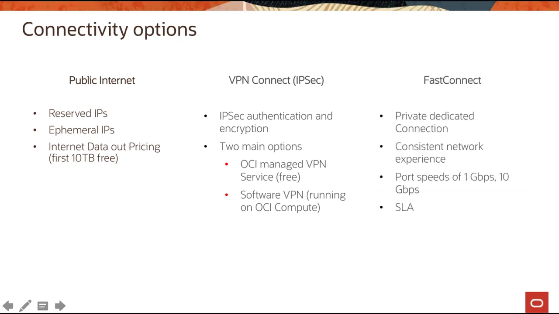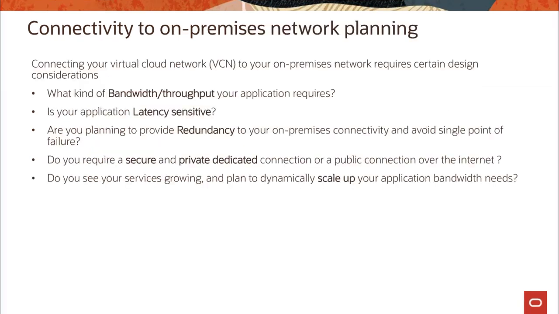The third option is using the Fast Connect service. So the Fast Connect service gives you a private, dedicated connection, and with Fast Connect, there is a consistent network experience, and you can have port speeds of 1 gig or 10 gig or increments of 1 or 10 gig as well. There is also an SLA associated with the Fast Connect service. So we went through a number of different options of connectivity with Oracle Cloud Infrastructure.